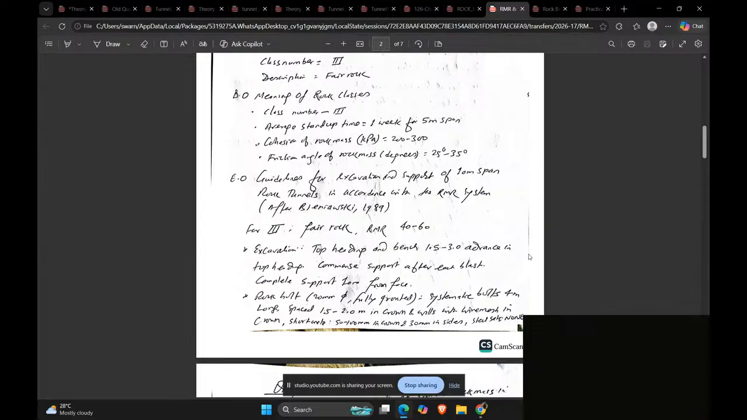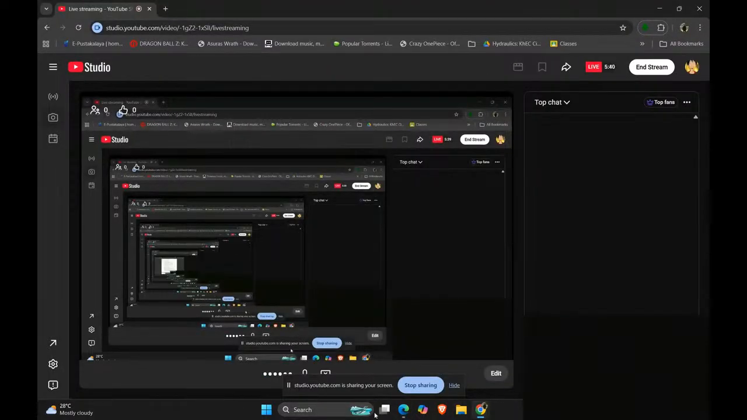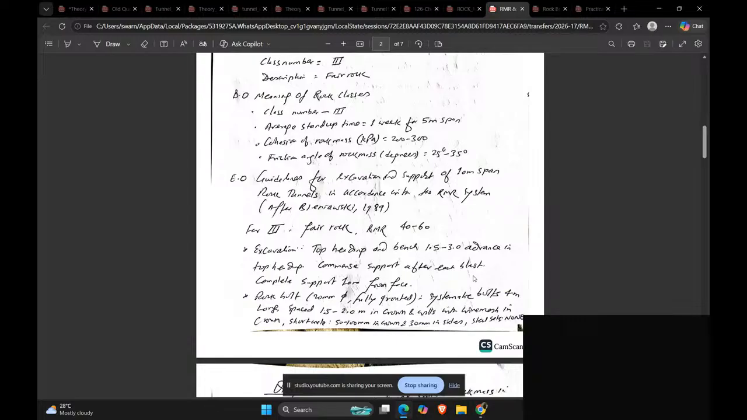The average stand-up time is 10 years for the 15-meter span, 6 months for the 8-meter span, 1 week for the 5-meter span, 10 hours for the 2.5-meter span and 30 minutes for the 1-meter span. The rating is 100 to 80, 80 to 60, 60 to 40, 40 to 20, and below 20.